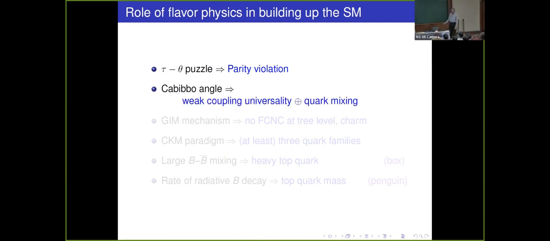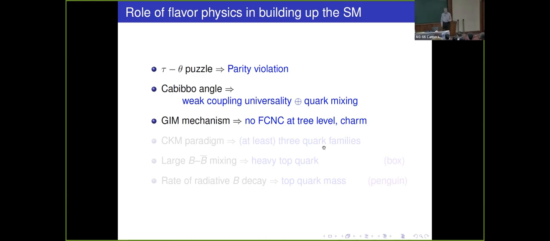Then Cabibbo came up with the idea of the Cabibbo angle of quark mixing, and that told us that it is possible that the interactions that we see with all the mesons, as well as with the decay of the muon, for example, are governed by the same weak coupling. So there is a weak coupling universality, plus there is some kind of quark mixing.